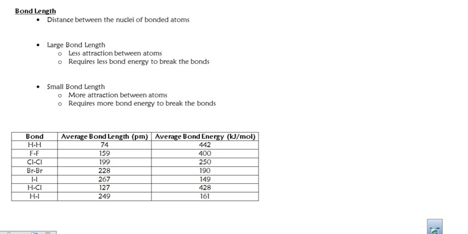For example, let's say we draw a diagram of a hydrogen-hydrogen bond. Hydrogen's a pretty small atom, so we'll make just a little baby atom. There we go. The distance between the two nuclei, that's the bond length. So it's very much affected by the size or the radius of the atom. If I have small atoms like hydrogen, hydrogen, the bond length is small.